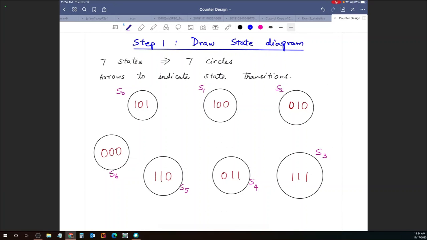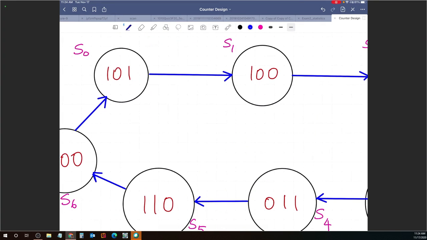Then I will use arrows to indicate how this transitions. So I've got 5 to 4 to 2 to 7 to 3 to 6 to 0 back to 5. And the thing to note over here is, when is that transition happening? The transition is happening at the active edge of the clock for the flip-flops.